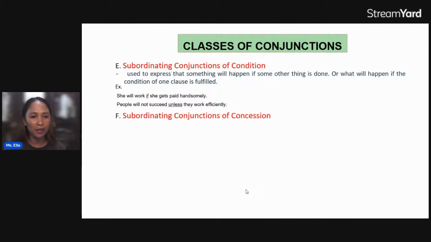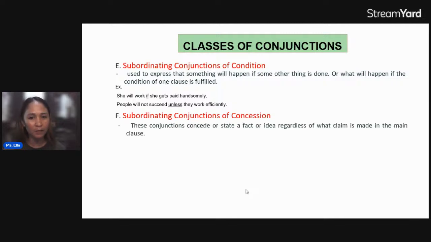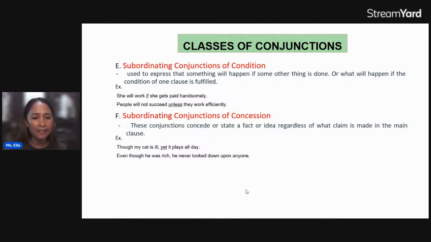Next, we have subordinating conjunctions of concession. Concession means to concede or state a fact or idea regardless of what claim is made in the main clause. For example, though my cat is ill, yet it plays all day. So you're stating a fact or an idea, regardless of what claim is made in the main clause.